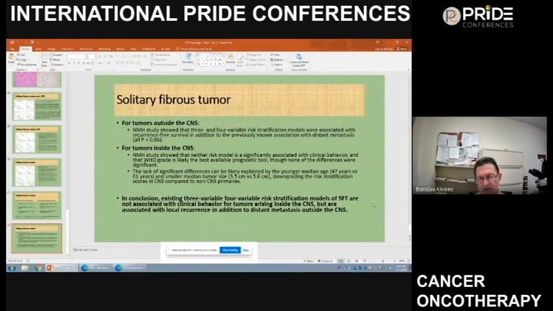So the lack of significant differences between CNS and non-CNS cases can likely be explained by the younger median age, 47 years versus 61 years, and smaller tumor size, 3.5 versus 5.6 centimeters, downgrading the risk stratification score in CNS compared to non-CNS primaries. And in conclusion, the existing 3 and 4 variable risk stratification models of SFT are not associated with clinical behavior for tumors arising in the CNS, but are associated with local recurrence in addition to distant metastasis outside the CNS.